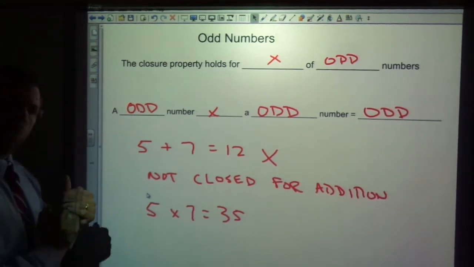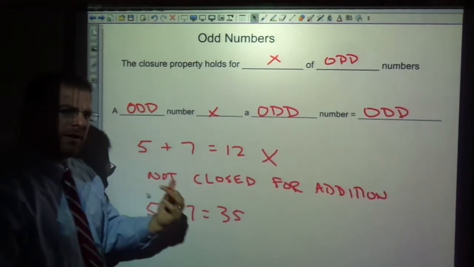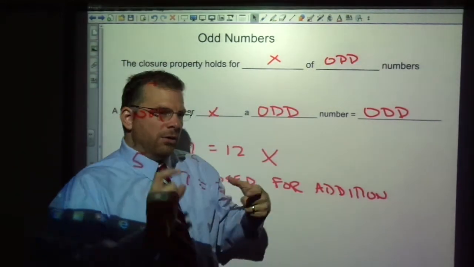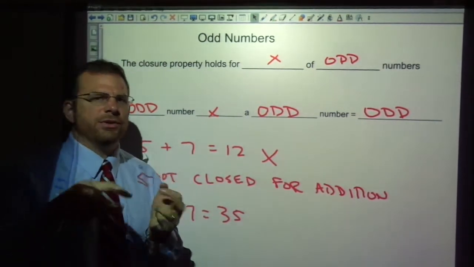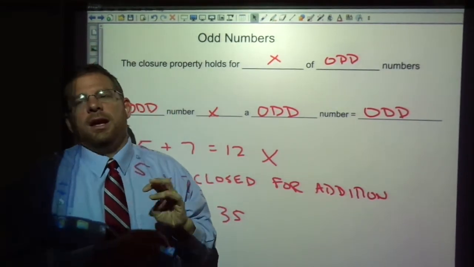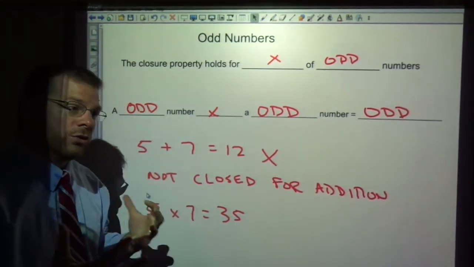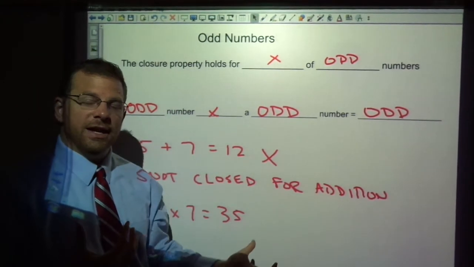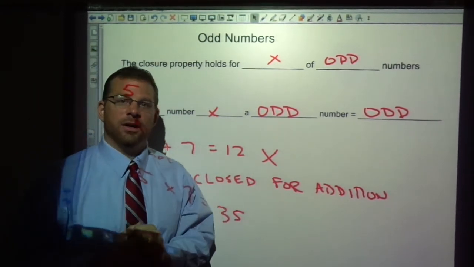So we can test all kinds of different numbers, and part of what you're going to be asked to do is to look at different kinds of numbers: rational numbers, irrational numbers, natural numbers, integers, and decide, are these closed? If we do different operations, is the answer we get a member of the set? Hopefully this helps you to understand the closure property.